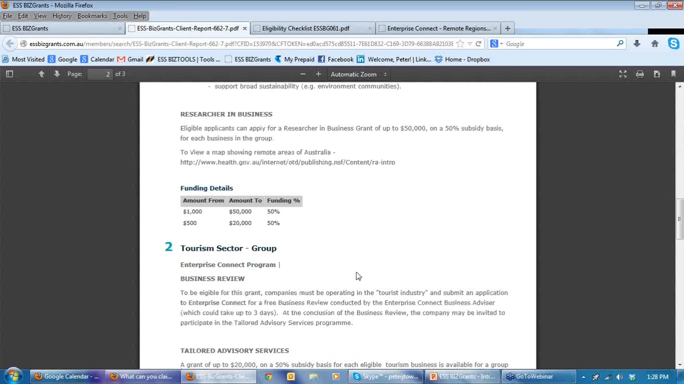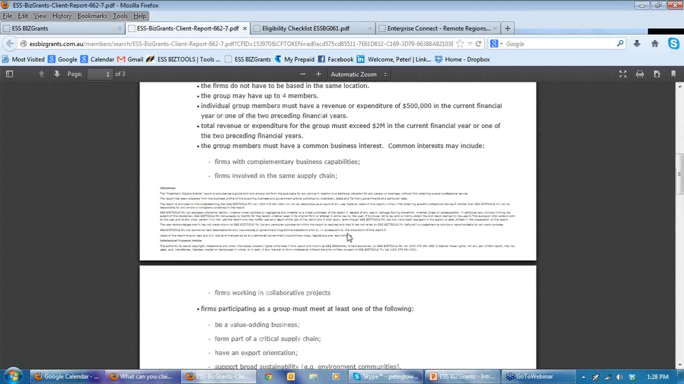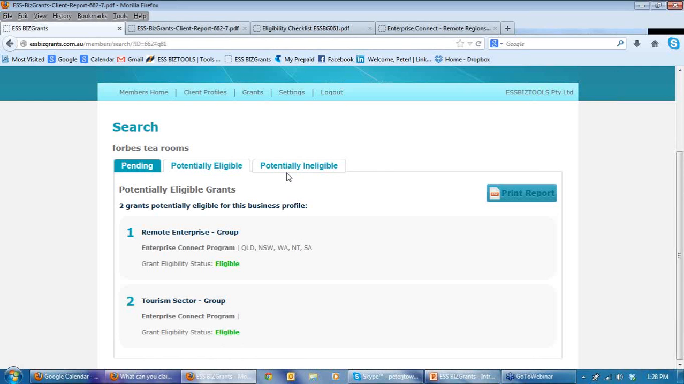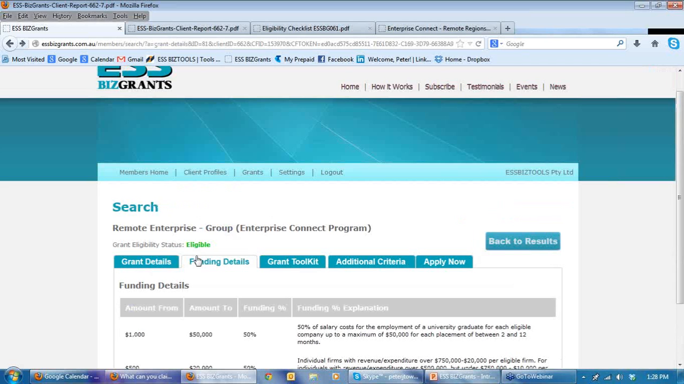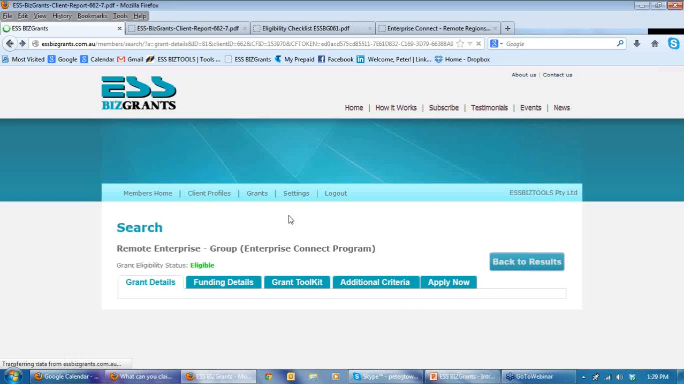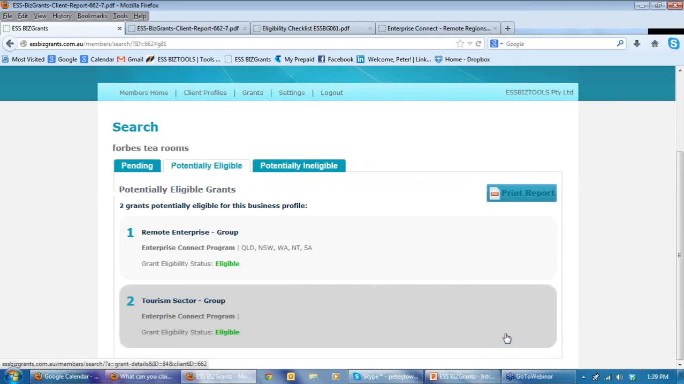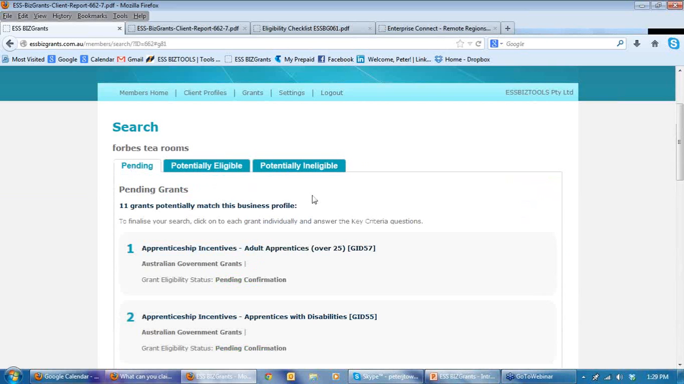There is a disclaimer at the bottom of each page, which is basically saying that whilst every care is taken, there is no guarantee that the client is going to be able to receive a grant. I'm just going to show you another report that will have a bit more information in it than the one I just showed you. I want to get back to another grant.